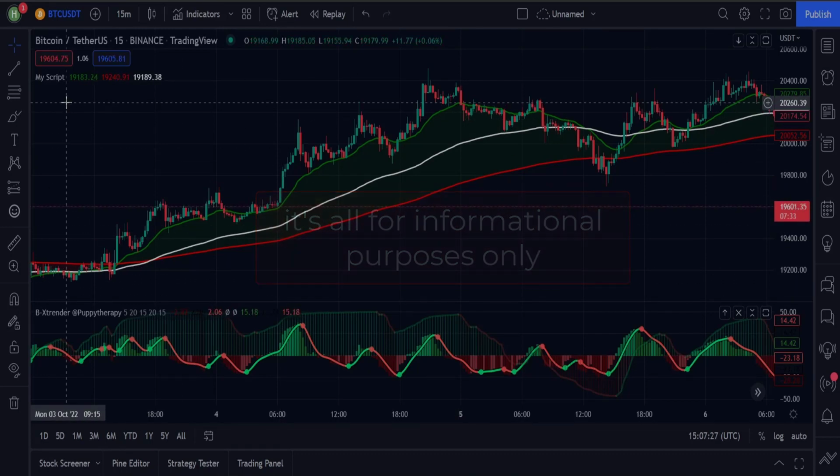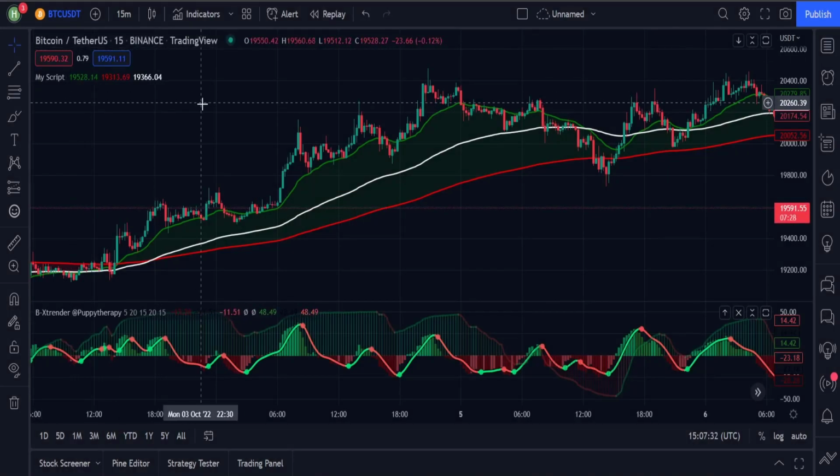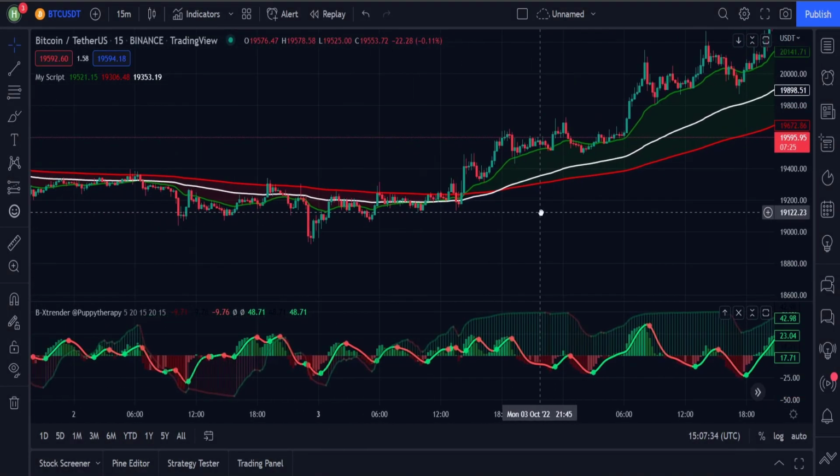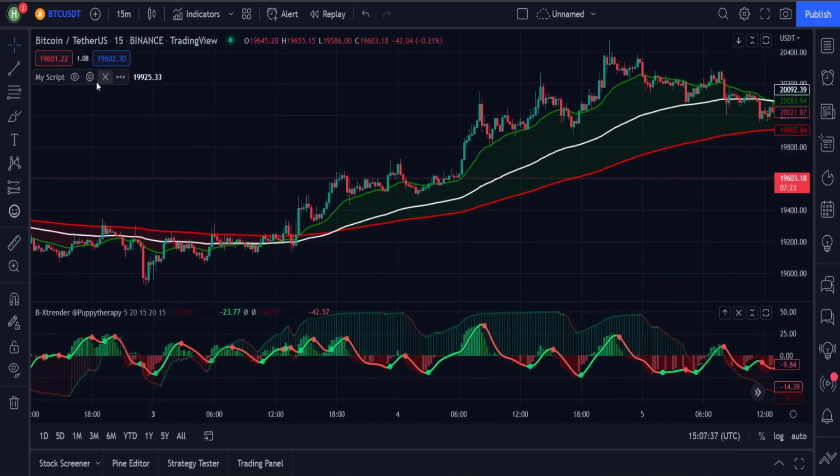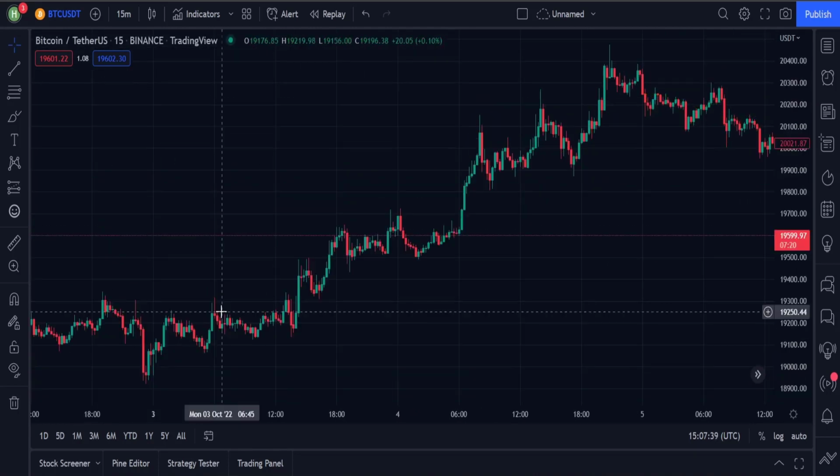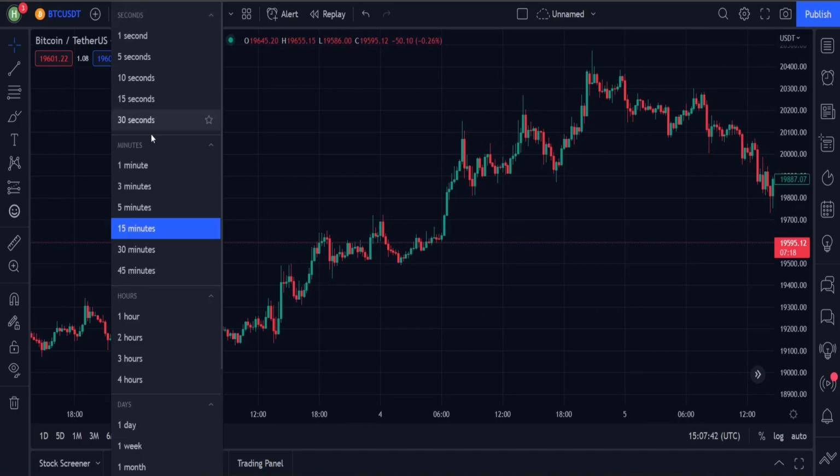So I'm in tradingview.com, and this is what our chart is eventually going to look like. I'll cross these out so that I can explain how to make your chart ready for this strategy. We'll set the time frame to 15 minutes and use regular candles for this strategy.